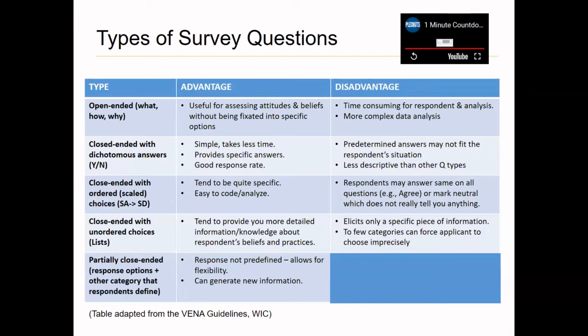The recommendation really is if you're not sure you have an exhaustive list, then you always want to add the other option, allowing the respondent to define, which then would move from a closed-ended with unordered choices to a partially closed-ended survey question. So partially closed-ended, this has happened to me before in surveys I've conducted for research, that individuals will mark other, but they won't put anything in the box that says please specify. So then you really don't know what they meant by other, and it's hard to classify that information.